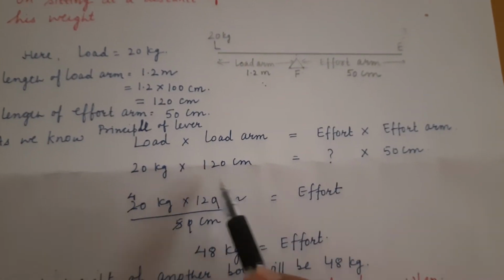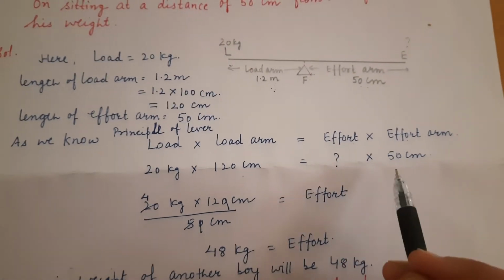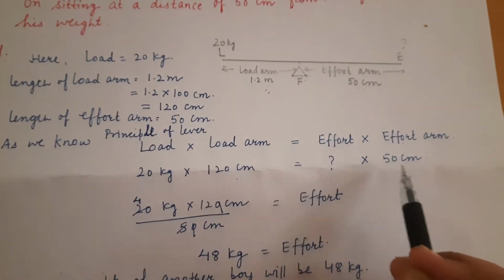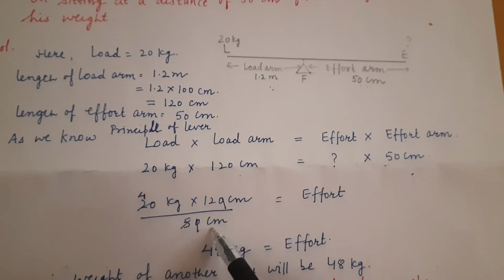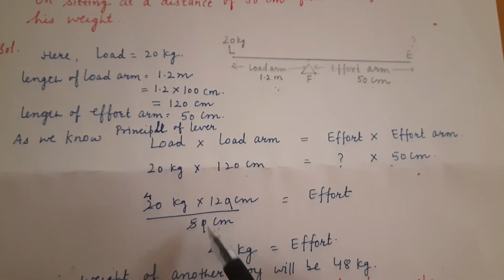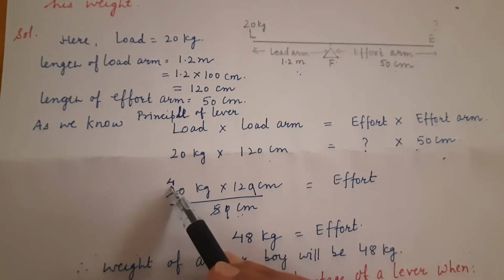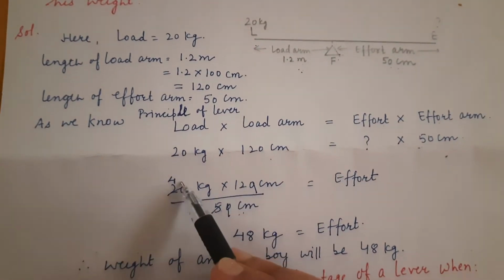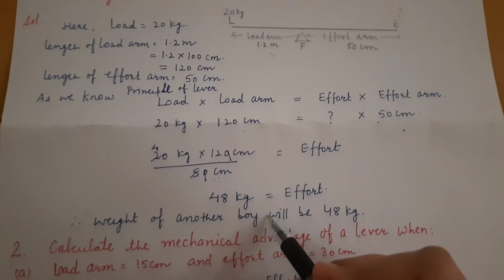See, 20 kilogram into 120 centimeter is equal to effort into 50 centimeter. So we will take this value to the other side, so it will get divided. Then we will cut it. 0 will cut with 0. 5 4s are 20 and 12 4s is 48. So 48 kilogram will be our answer.